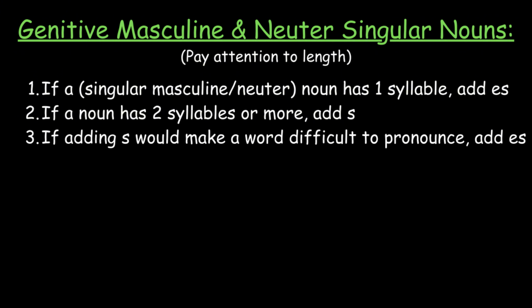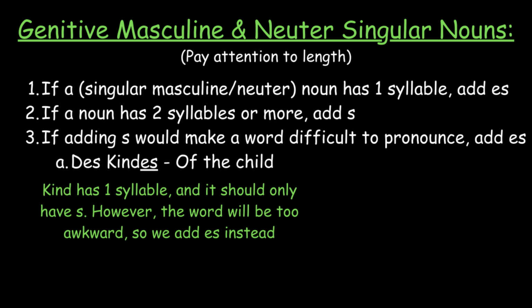If adding s alone would make the word difficult to pronounce, add s instead, as in des Kindes. Kind has only one syllable, and when it's put in the genitive, it should only have s. But the word will be too awkward, so we add s instead. Des Kindes, of the child.